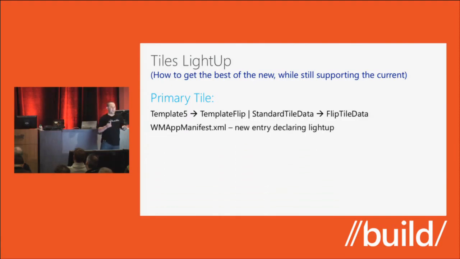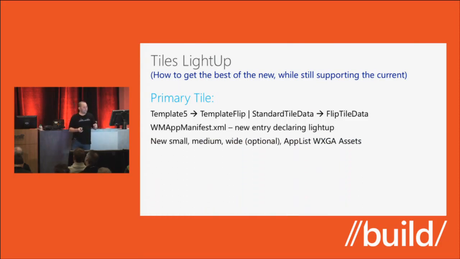What you're going to do is add something into your 7.5 app's manifest that declares this app is using LightUp. And then you're essentially going to supply new assets that you want to use for your tile. So you would need a new small tile size. Again, we will shrink it for you if we want, but we recommend you specify an image for the small size. The medium size already exists. You're already familiar with how that works. And then if you want to support the wide size, you need to give us a wide image as well.